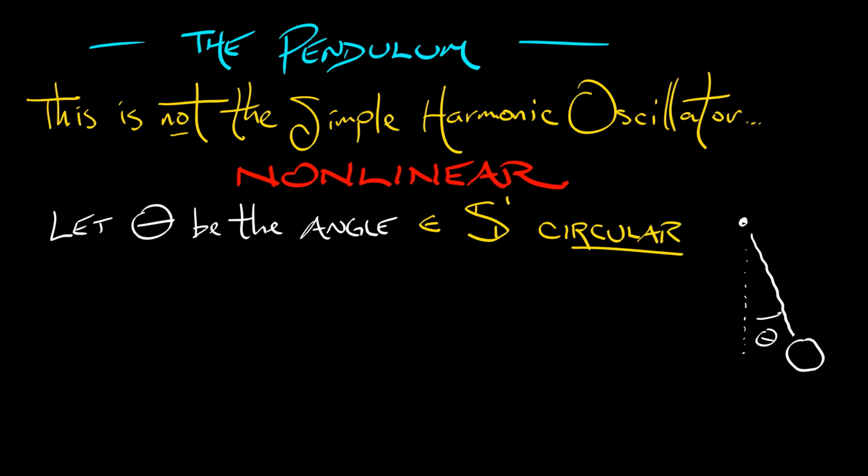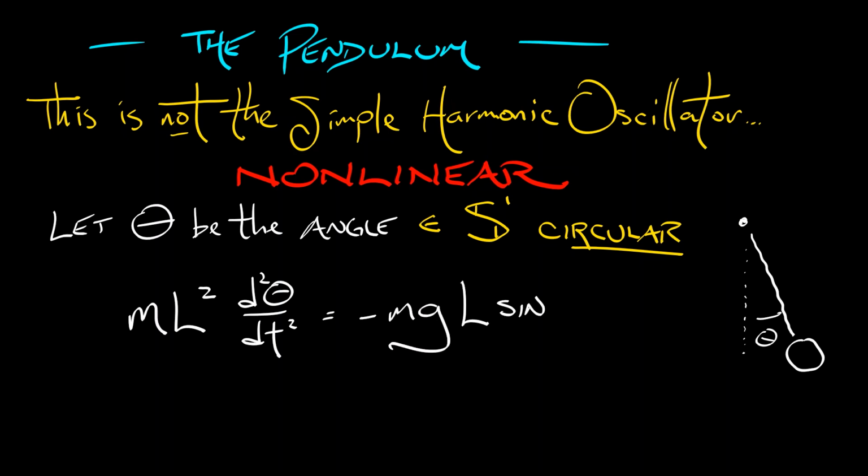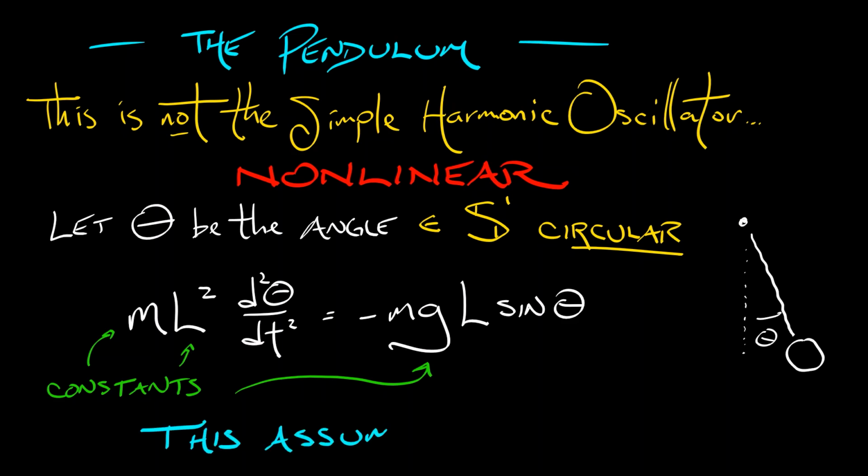The second order continuous time dynamical system that defines the motion or the evolution of theta is the following. L squared, d squared theta dt squared, that is the second derivative, is equal to minus mgl sine theta. Here we have a bunch of constants. We have m and l and g. This is the mass and the length and the gravitational constant, all that stuff, whatever, positive constants. Now, importantly, this model assumes that there is no friction in the pendulum. That's going to be important to us later.